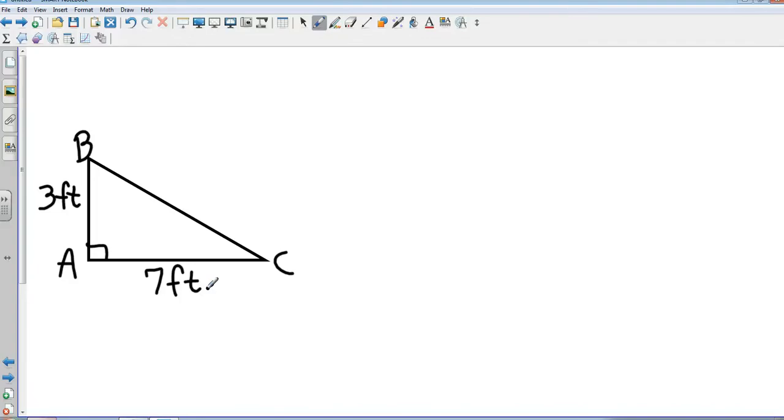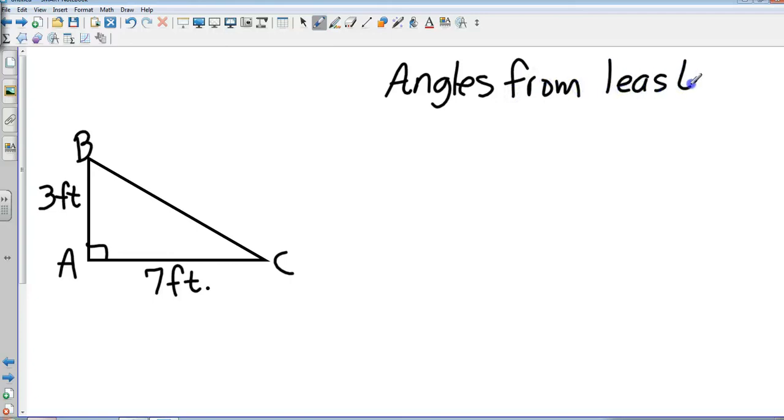If I ask you to label the angles, excuse me, I've still got a little head cold here. Label the angles from least to greatest. Could you do it? Okay.